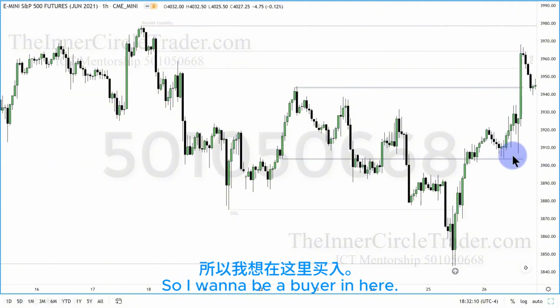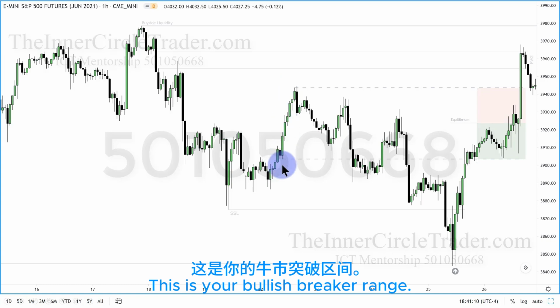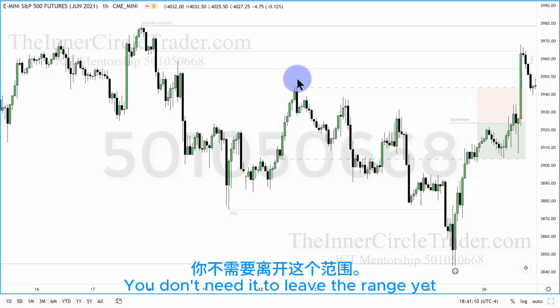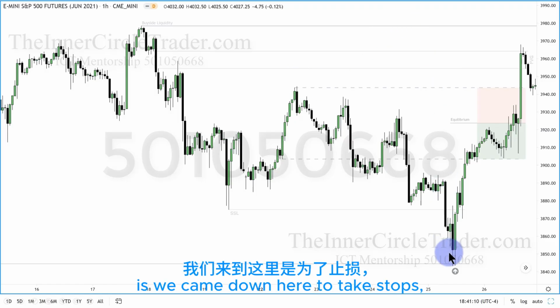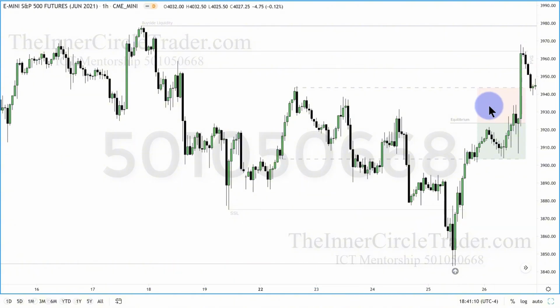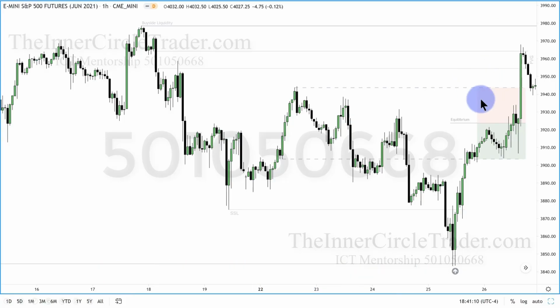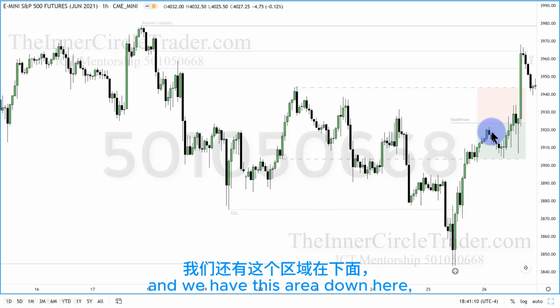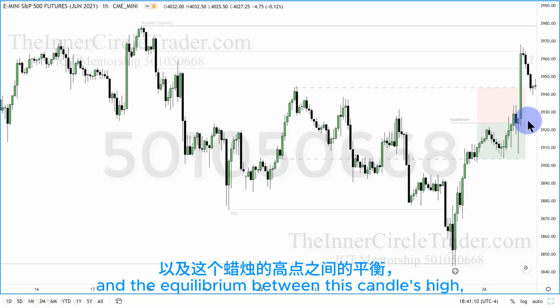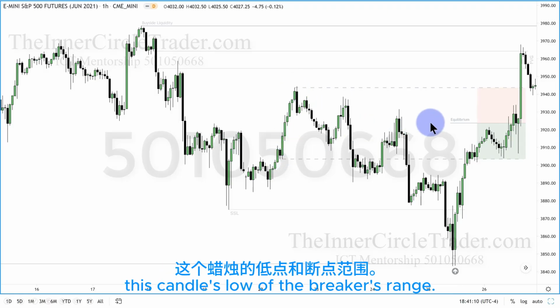So I want to be a buyer in here. So how could I frame that? We can take a closer look inside of that range. This is your bullish breaker range. So that's your range. You don't need it to leave the range yet, because the underlying context is we came down here to take stops, so it should be underlyingly bullish, reaching for that 4,000 level that I mentioned in the past. We have this area up here, and we have this area down here, and the equilibrium between this candle's high and this candle's low of the breaker's range.